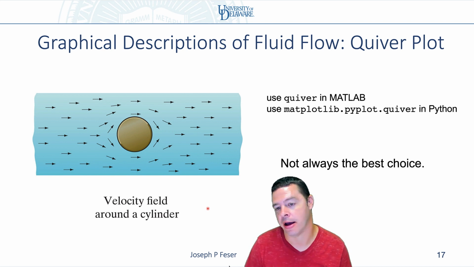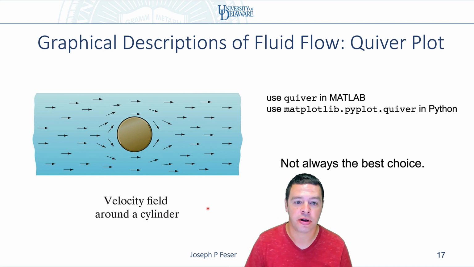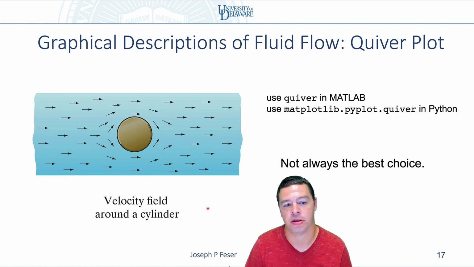So in MATLAB, the command is just quiver. And in Python, it's actually also quiver. It's just buried underneath the matplotlib.pyplot object space, or module. And so you can do quiver plots in both MATLAB and Python fairly easily.